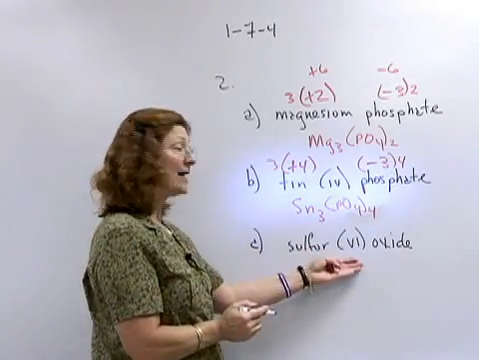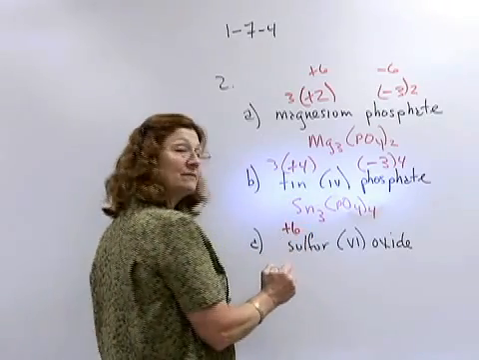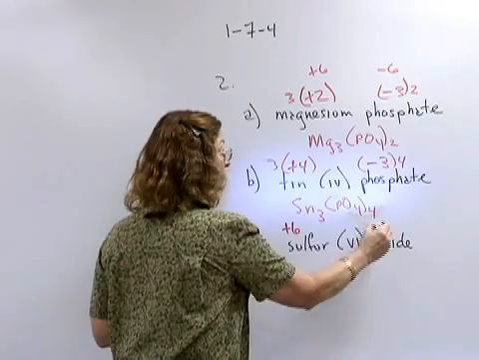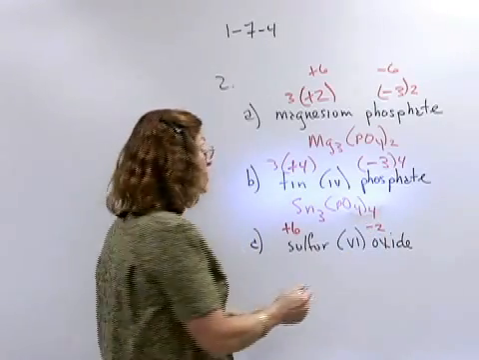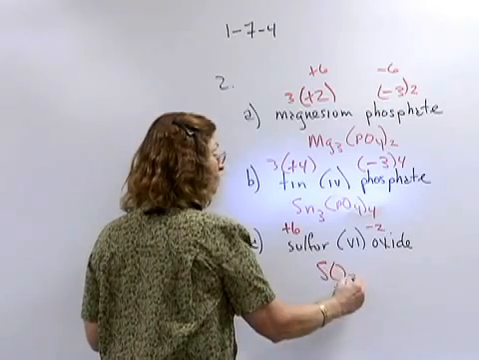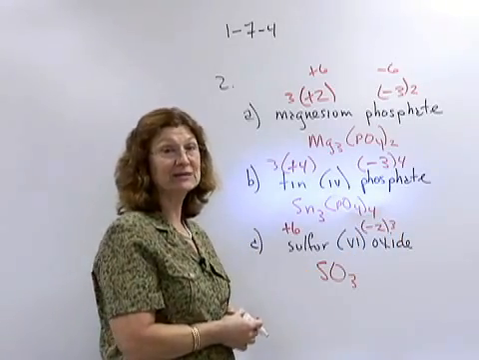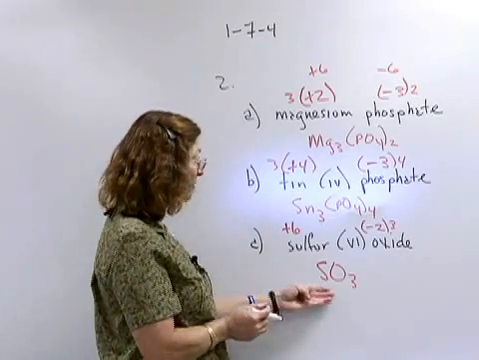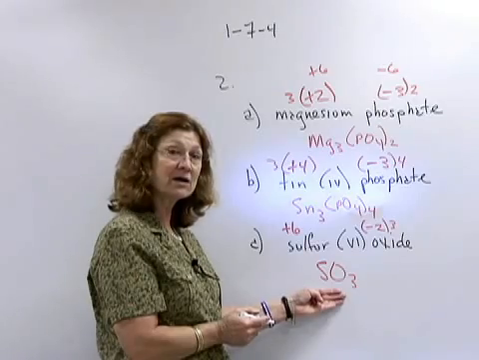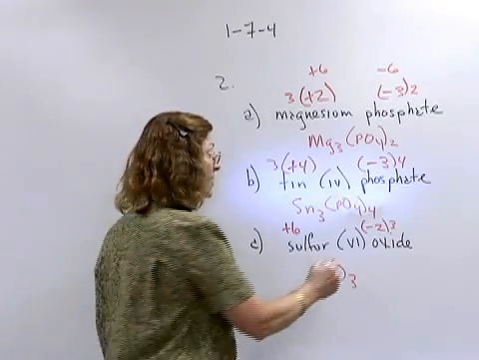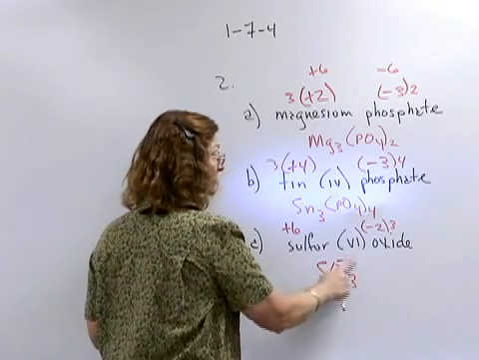In C, again, I'm given a Roman numeral, and that tells me that sulfur is +6. Oxygen is -2. The lowest common multiple between 6 and 2 is 6. So all I have to do is multiply the oxygen by 3, and I get +6 and -6 to be 0. Now, it is important to notice that this compound is not a polyatomic ion. If it were a polyatomic ion, it would have to show its charge, and it does not. So it is a compound.